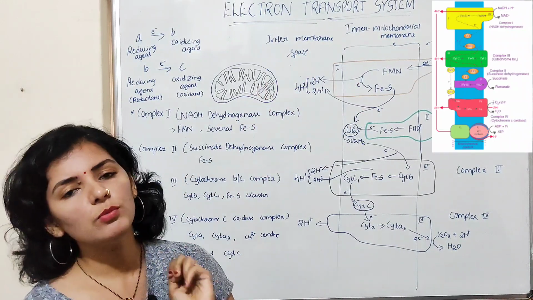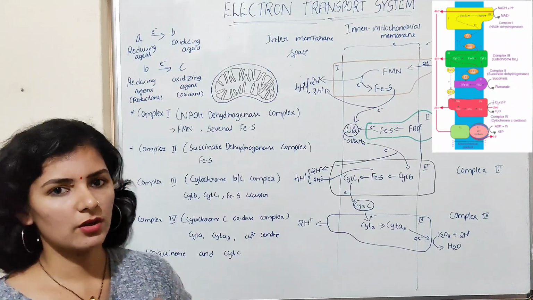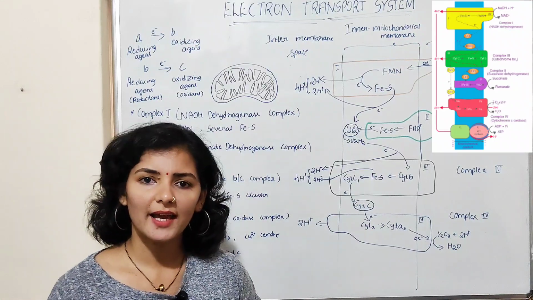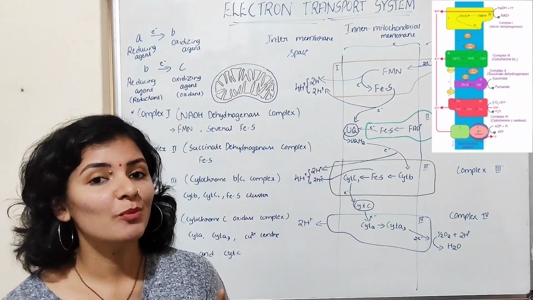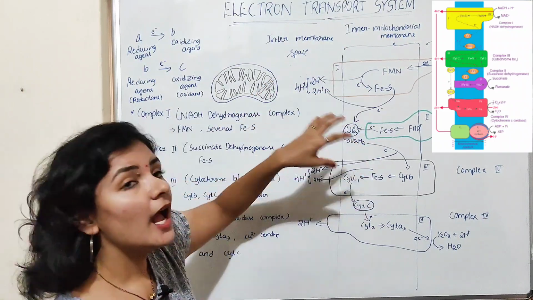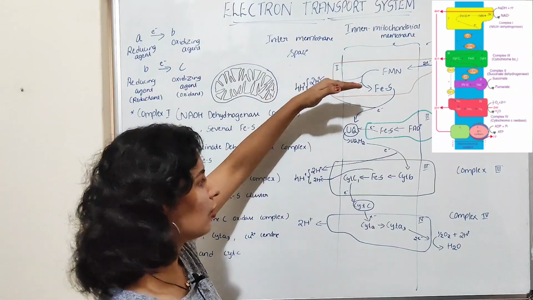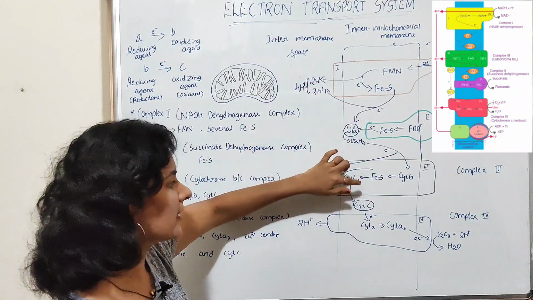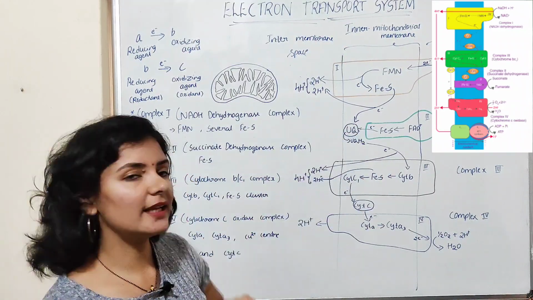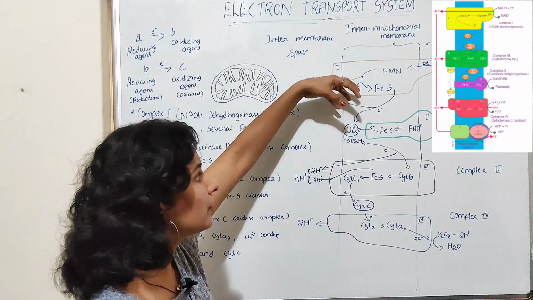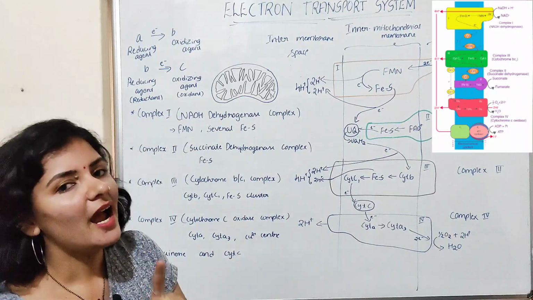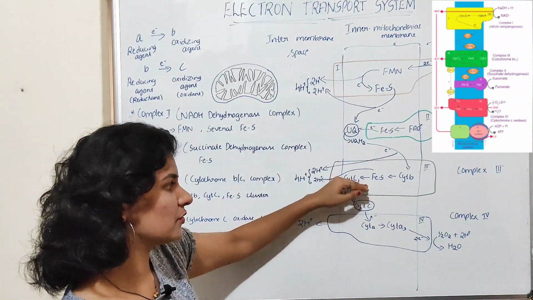Apart from that, there are two mobile carriers or soluble electron carriers, which are known as ubiquinone and cytochrome c. What are these mobile carriers? Mobile means moving. These mobile carriers diffuse through the membrane, and they carry the electron from one complex to another complex. The 4 complexes are transmembrane proteins, embedded in the membrane. But these mobile carriers are not embedded. They can move freely through the membrane and transport the electron from one complex to another.